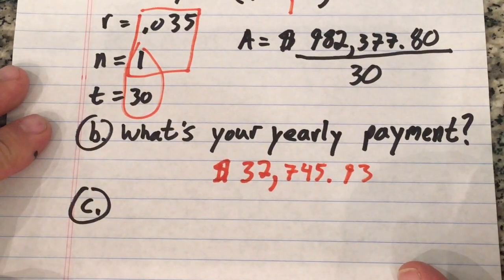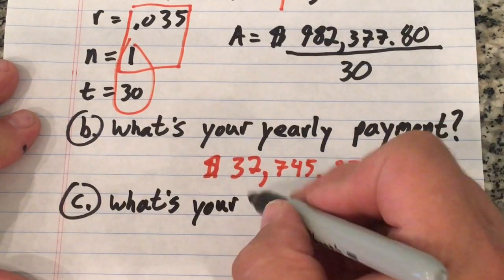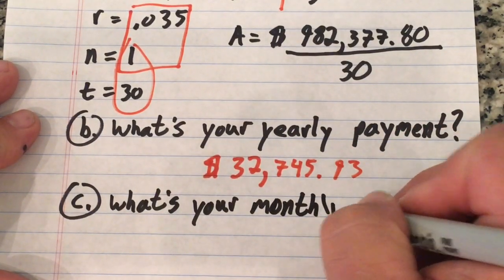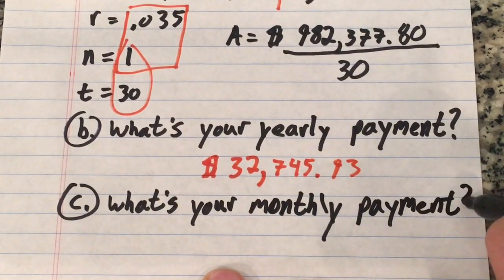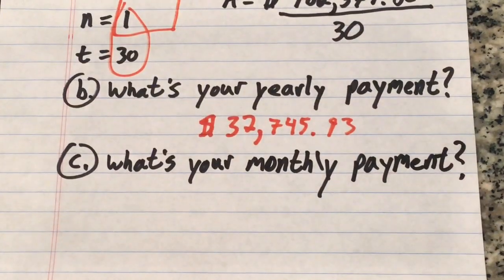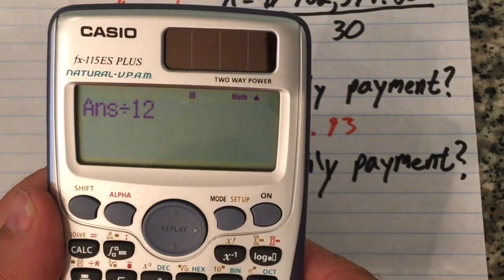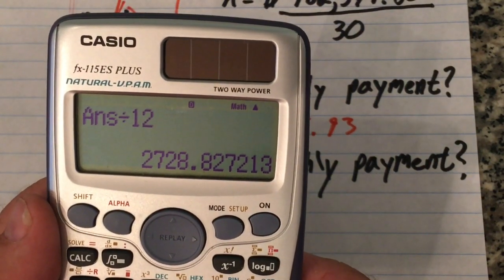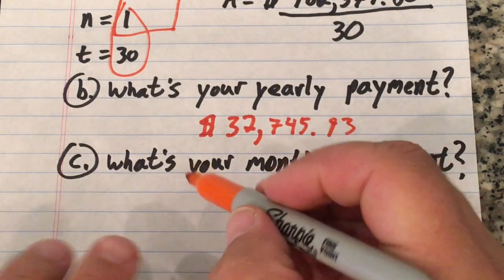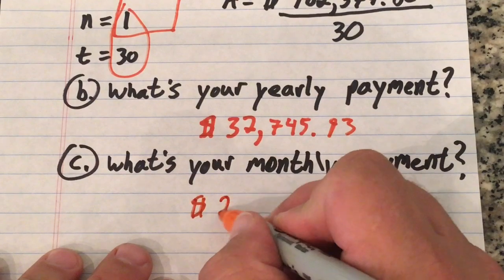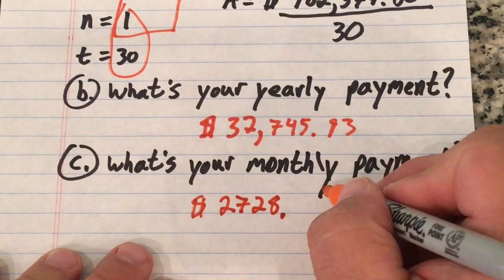C is what's your monthly payment. That would be your mortgage payment or your rent. What's your monthly payment? So all I need to do now is take that number and divide it by 12. So it costs $2,728 per month. Pretty expensive house. $2,728.83.